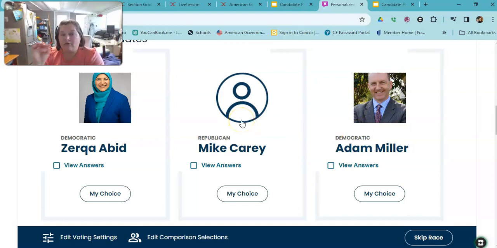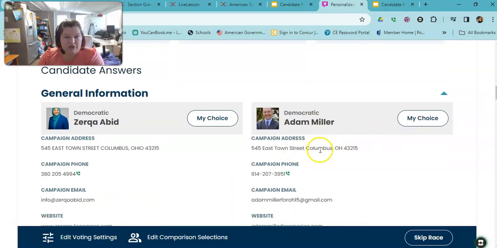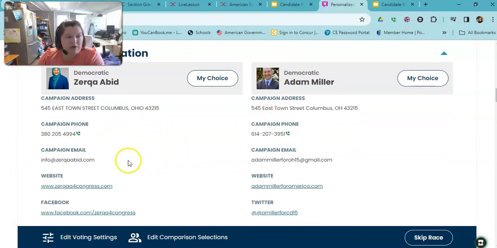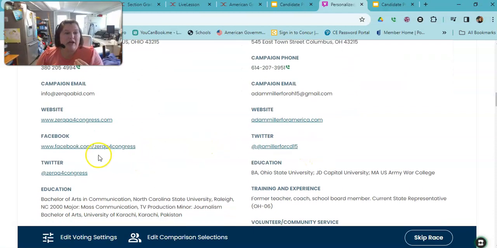And I want to show you something really cool about this Vote 411 website, which is you can click view answers and it will compare them. Okay. So let's say you want to do a Democrat. I'm going to unselect Mike Carey and just compare these two Democrats running against each other. It shows their campaign address, phone number, email, and website for their campaign. Okay. Their Facebook pages and Twitter pages.